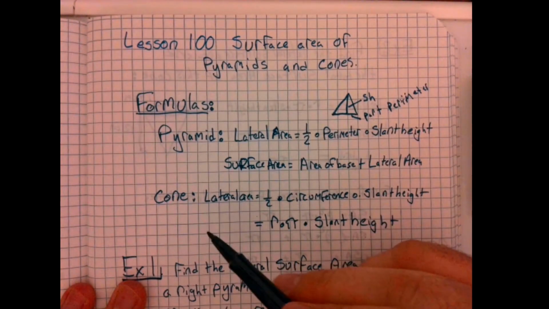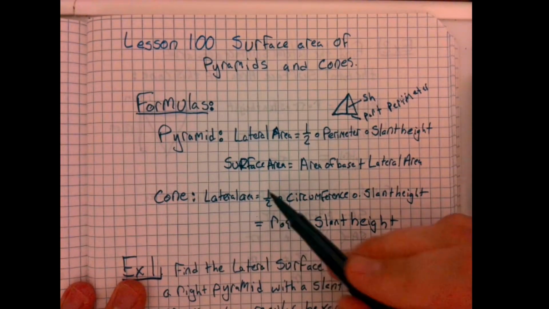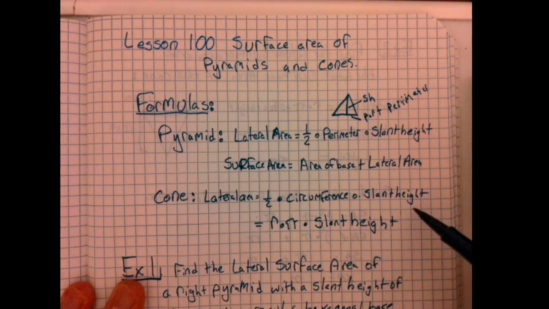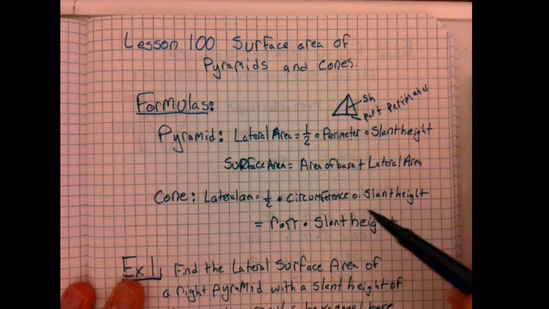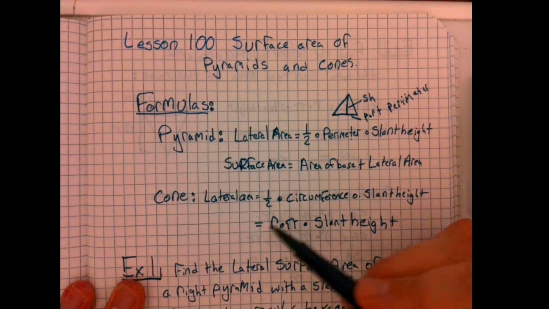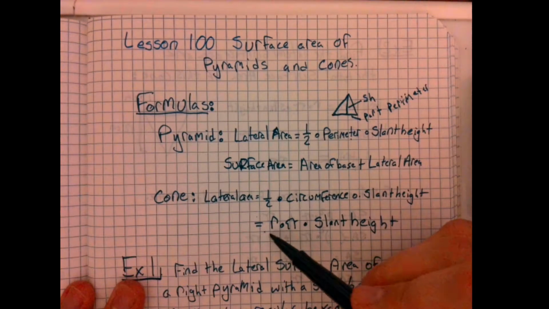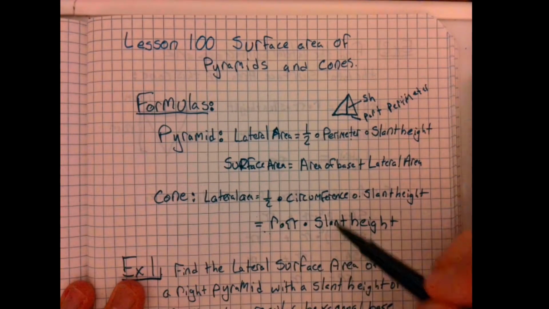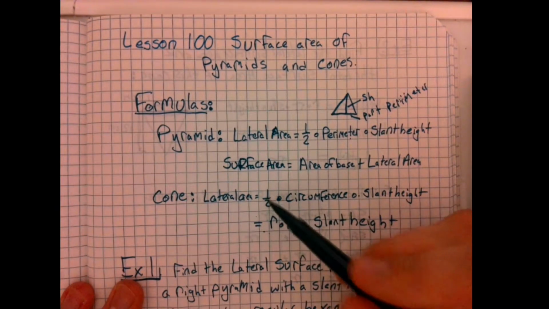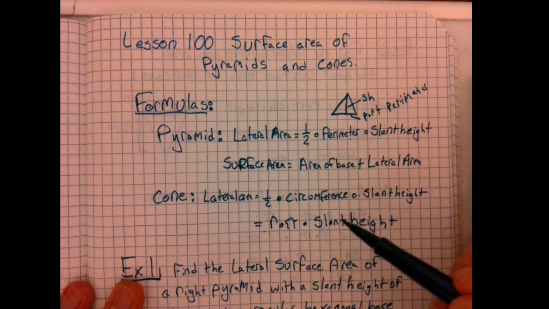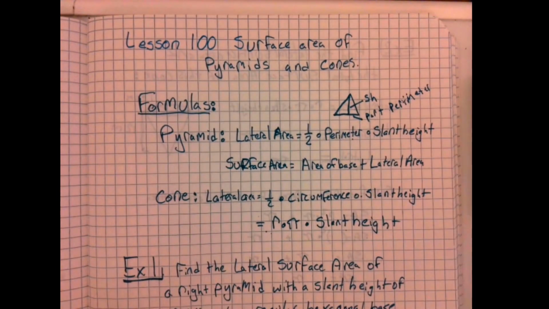For a cone, we have a very similar formula. This time it's 1/2 of circumference times slant height. Remember that circumference is just the perimeter of a circle. If we wanted to find that in a slightly easier way, it would be pi times the radius times slant height. That's because circumference is 2 times pi times the radius. 1/2 of 2 is 1, so it's just pi times the radius. So let's jump straight into example 1.